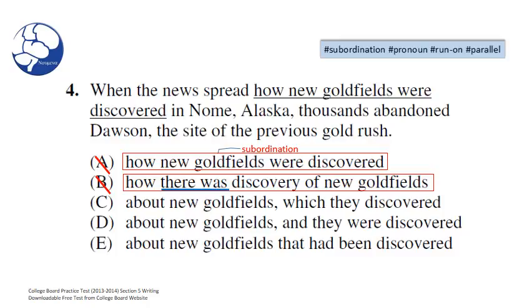Now, that doesn't mean that anytime you see "there was," the answer choice is automatically wrong. However, it should signify that there most likely exists a better answer choice. So with keeping that in mind, we can move on to C.